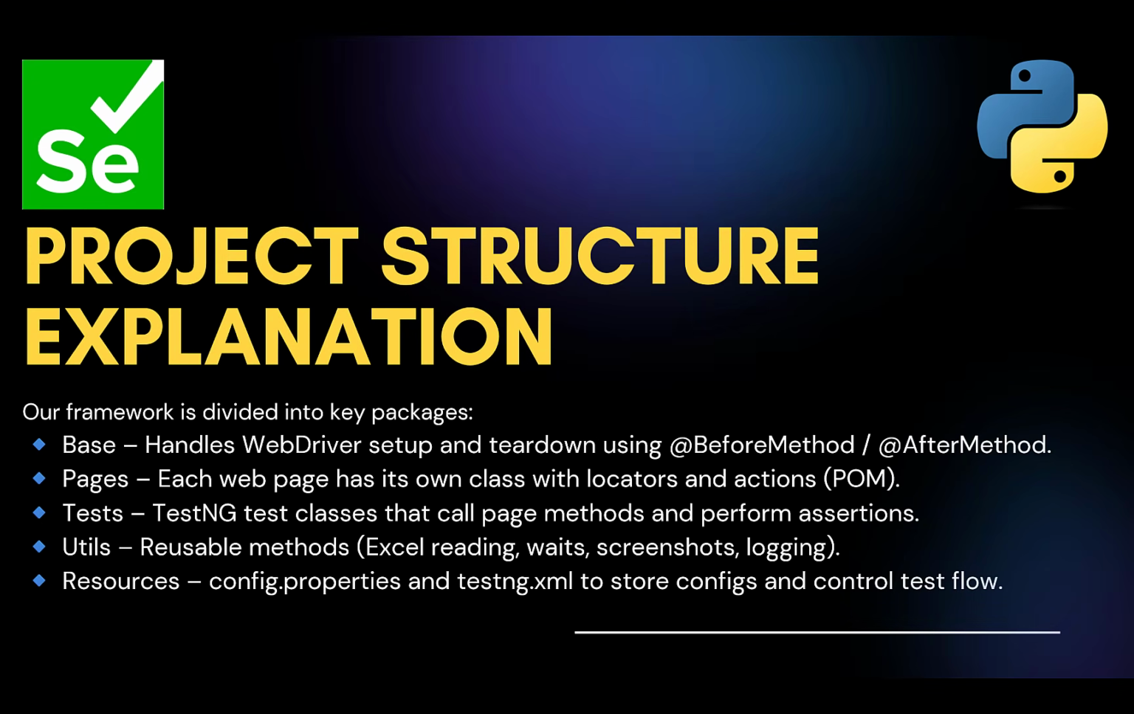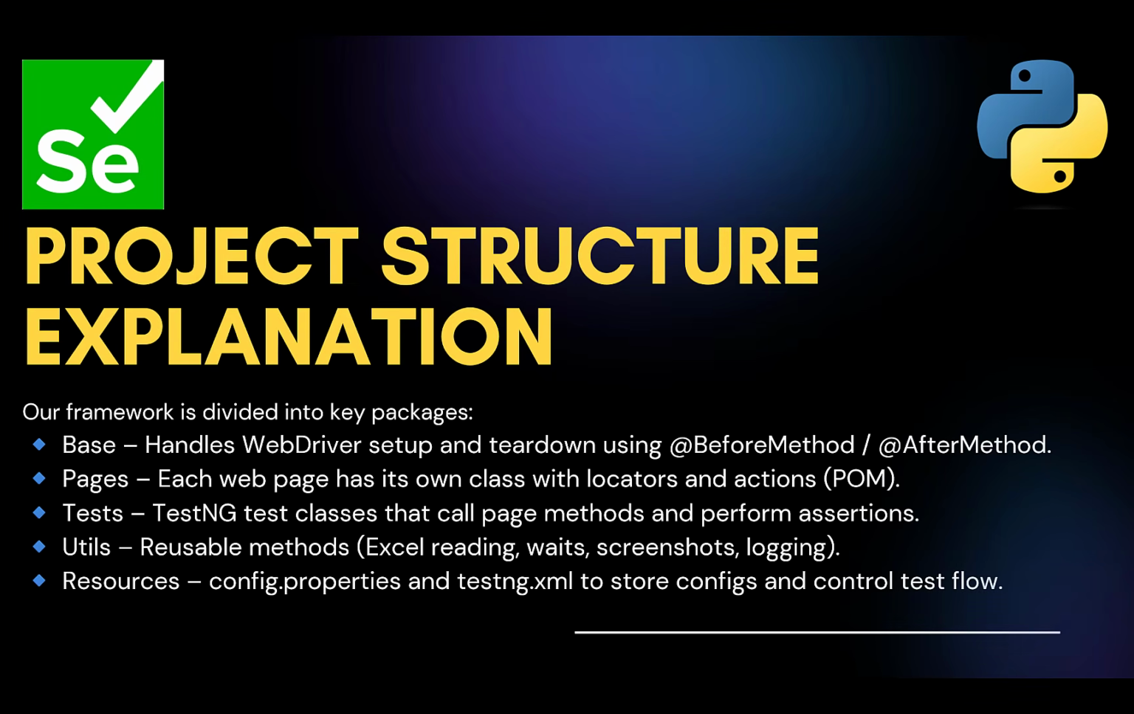Okay, here is an example for the project structure explanation. You can start like: our framework was divided into the following key packages. First one, the base. Basically, the purpose of base is to handle the WebDriver setup and teardown, and that was done using the before method and after method. And then we have the pages. Basically, each web page has its own class with the locators and the actions. And this is related to the page object model.